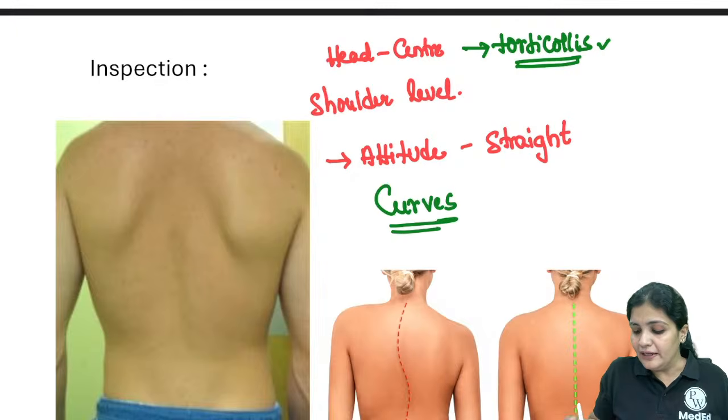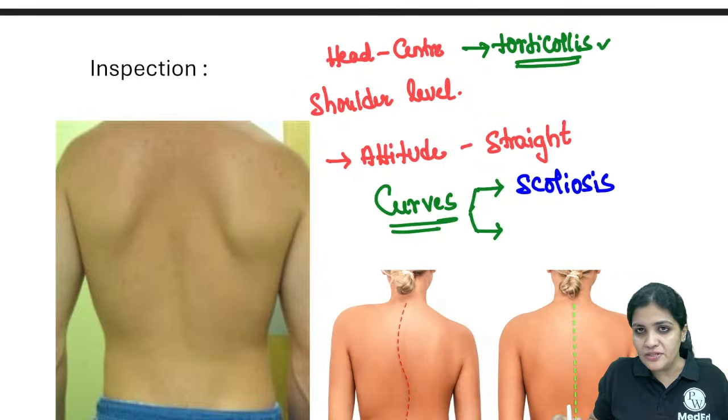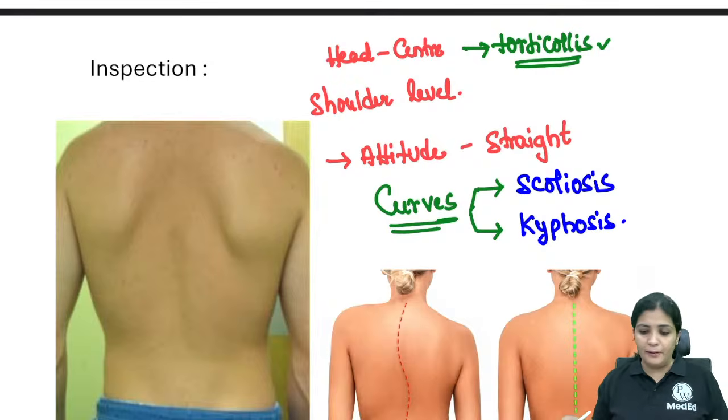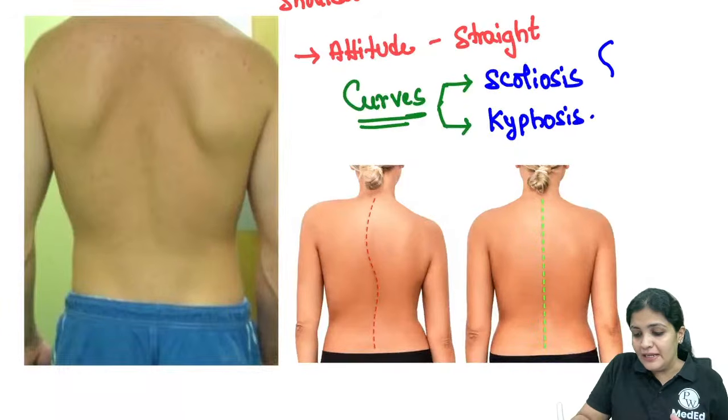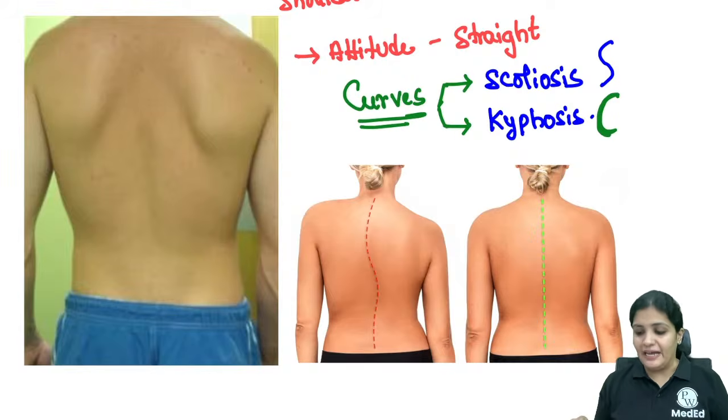Okay, so here there are two types of curves which you can notice. The first curve is called scoliosis, and the second curve which you see is the kyphosis. Right, so these two you have to remember. One is a sideward bending. So what is a sideward bending? Scoliosis. And the second one is an exaggeration of your thoracic kyphosis.